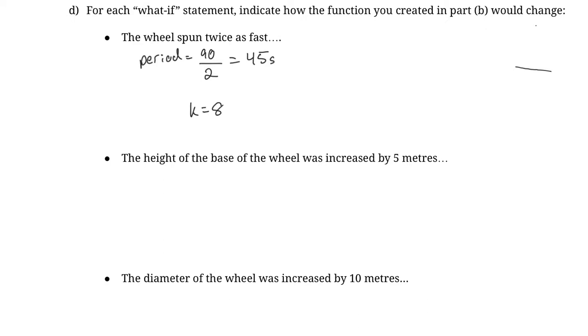If the base of the wheel was increased by 5 meters, then this moves our entire graph up 5 meters. So it affects our C value. If we add 5 meters to our C value, that makes C equal to 11.